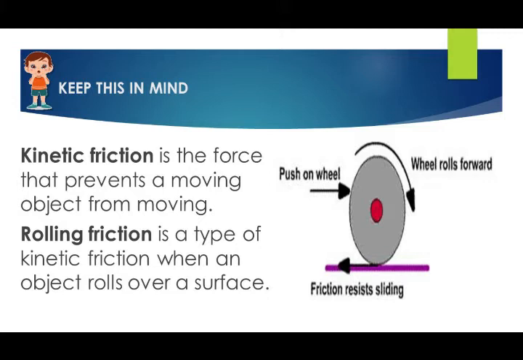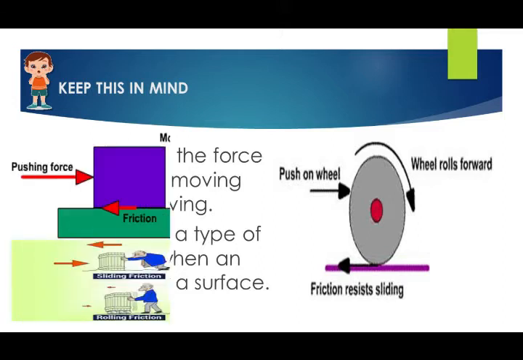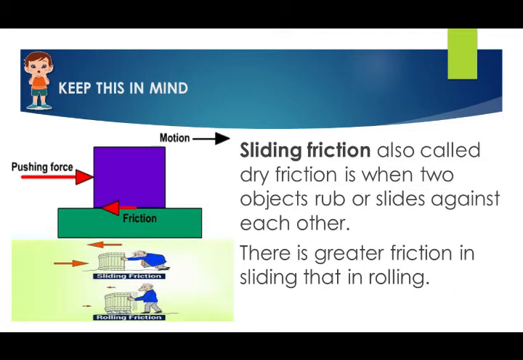Examples of these are the wheels of vehicles in contact with the road. Sliding friction, also called dry friction, is when two objects rub or slide against each other. There is greater friction in sliding than in rolling.